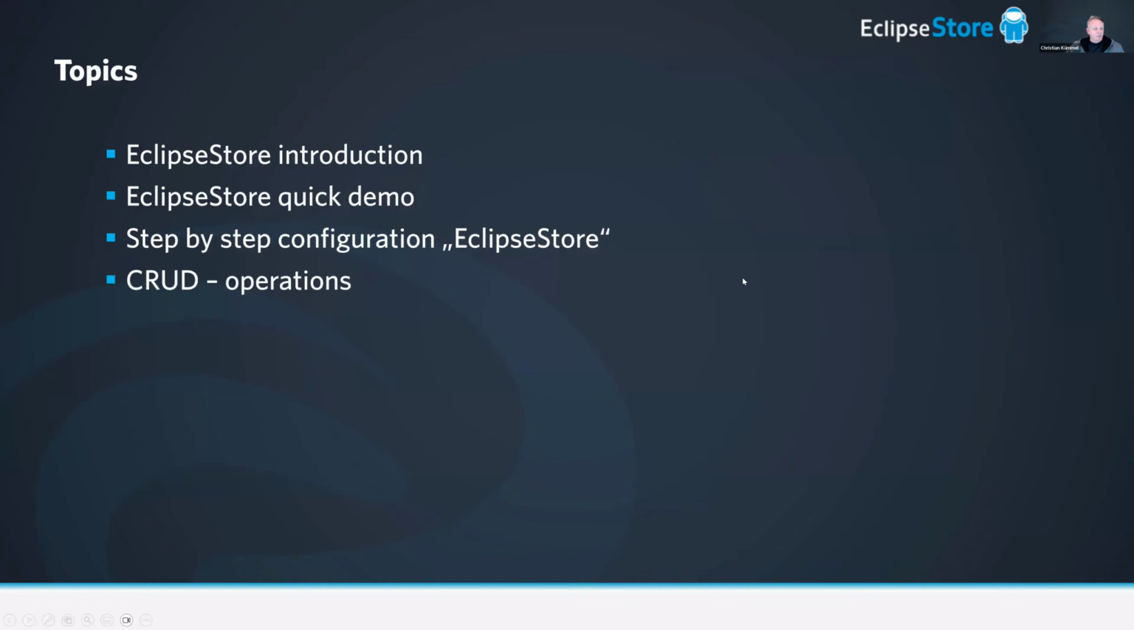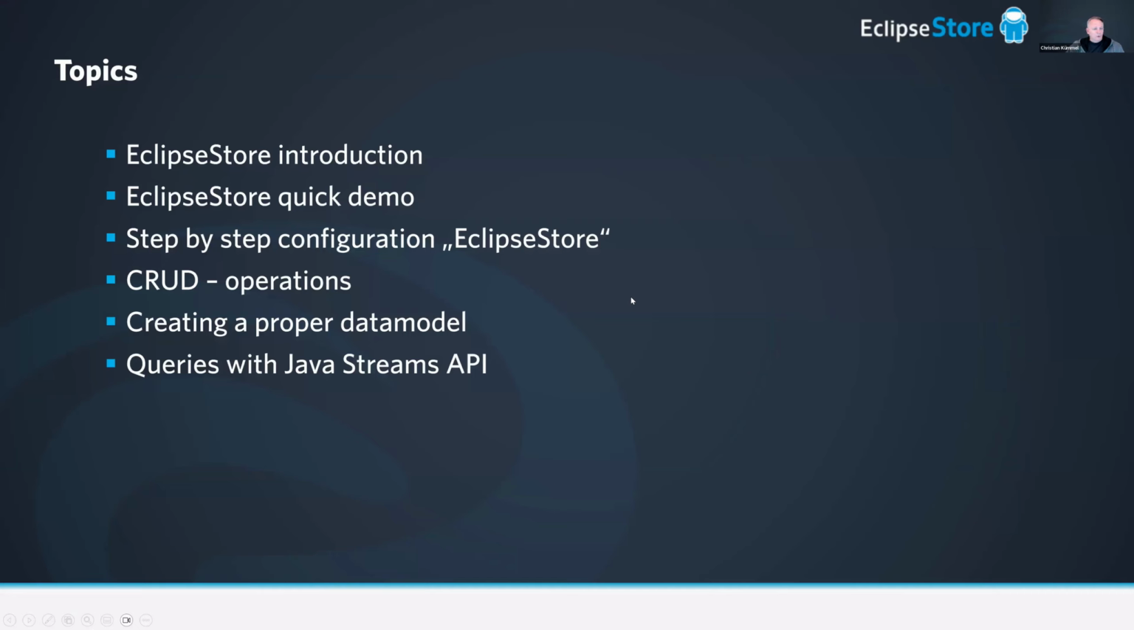Then we have to talk about all the CRUD operations, because we are a database in a way, so we have to cover the CRUD operations, of course. Then we talk about creating proper data models. That's an important part of the training, because EclipseStore is not a relational database or something like that. It's a totally different approach to handling data. And sometimes it makes sense to talk about the best practices for handling data or creating a data model.